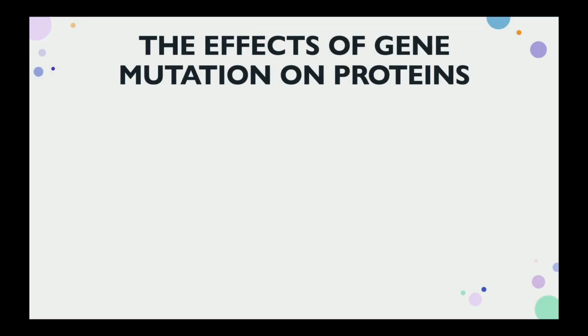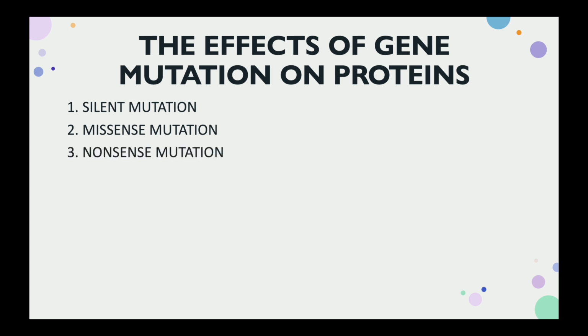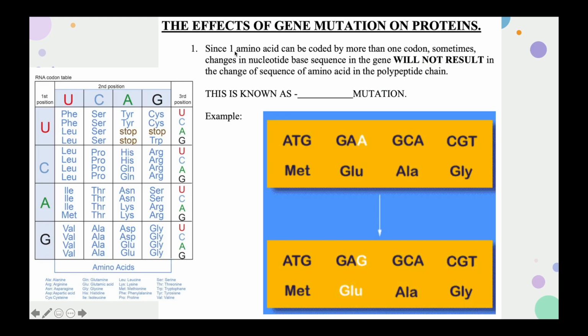The various gene mutations could potentially have an impact on the protein that the gene codes for. There are 4 effects of gene mutation on proteins. These are silent mutation, missense mutation, nonsense mutation, and also frameshift mutation. Since one amino acid can be coded by more than one codon, as you can see in the codon table here, sometimes changes in the nucleotide base sequence in the gene will not result in the change of sequence of amino acids in the polypeptide chain.